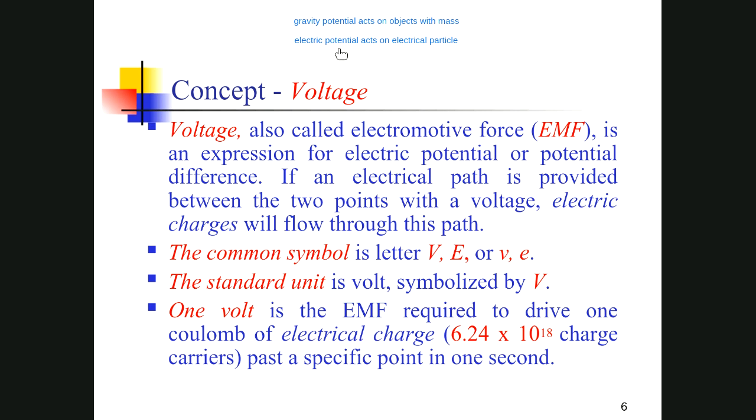Although electricity is not visible, you can compare it to gravity potential, which acts on objects with mass. Electrical potential acts on electrical particles. Electric particles may have no mass. It doesn't matter about the mass, it is the push that moves. That's the difference between them, but you can use the same logic to understand them.